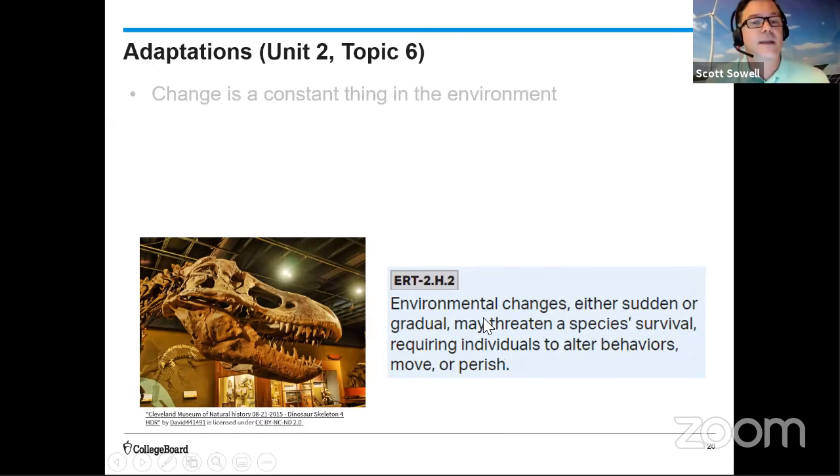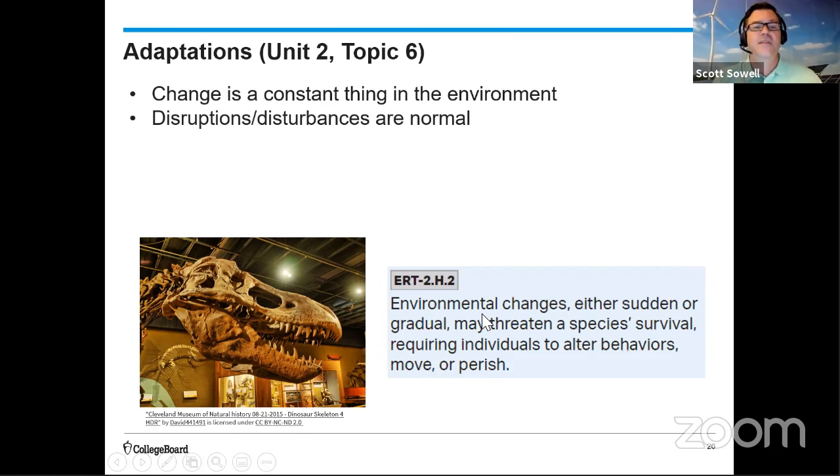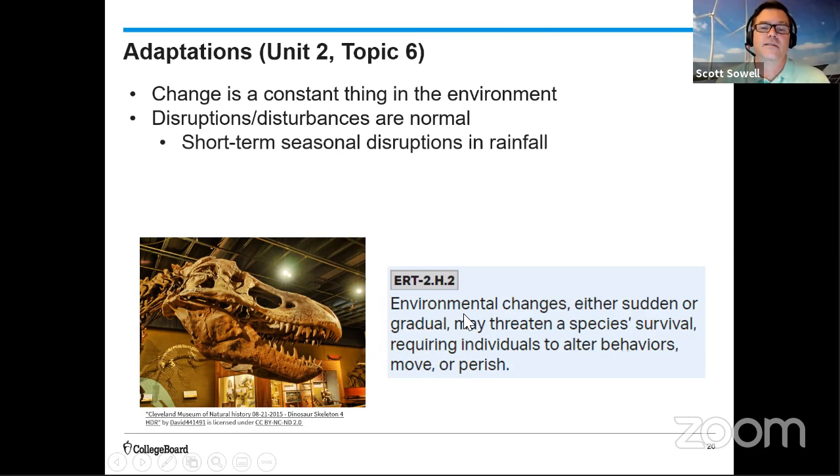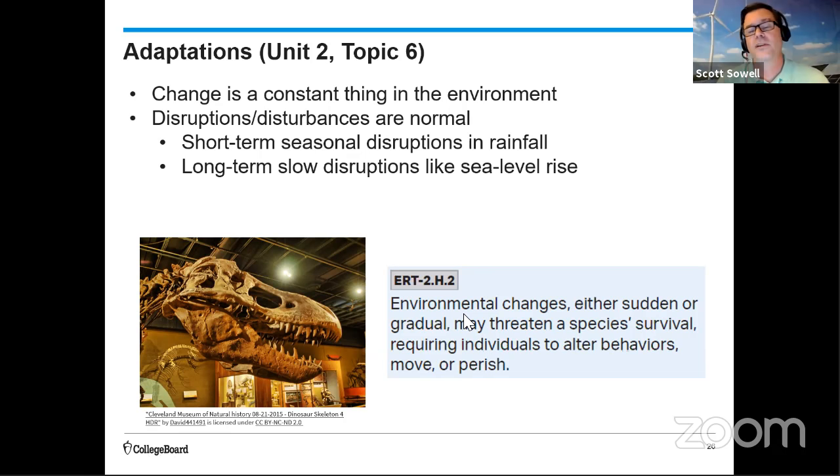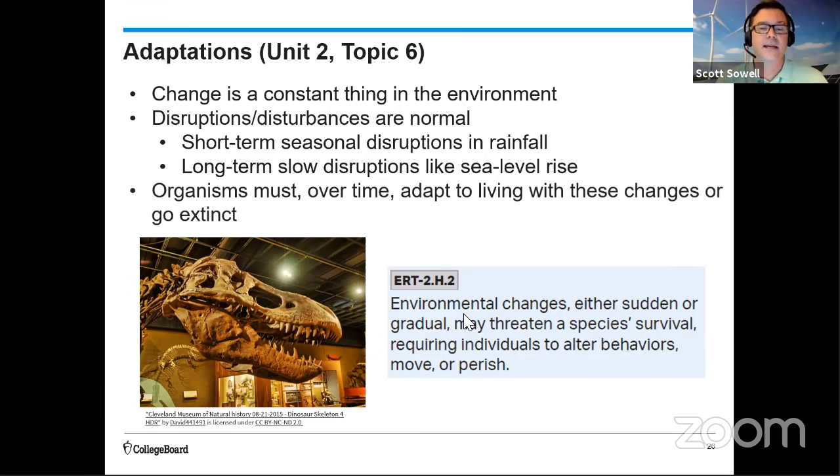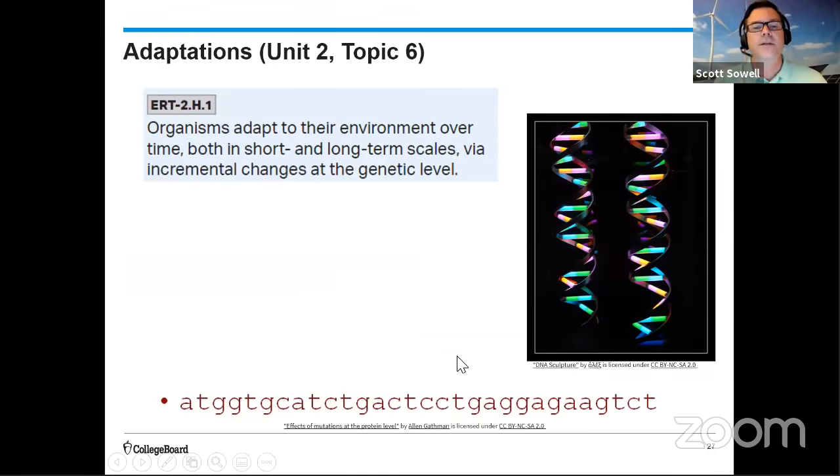So going back to our big idea, remember, change is constant. Change is always happening, and these disruptions and disturbances are normal. We have natural disruptions and disturbances that occur. And we could say that they're seasonal, short-term things like the rainfall disturbance, or big long-term disruptions like sea level rise. But again, like I've said before, organisms must, over time, adapt to living with these changes, or see you later.